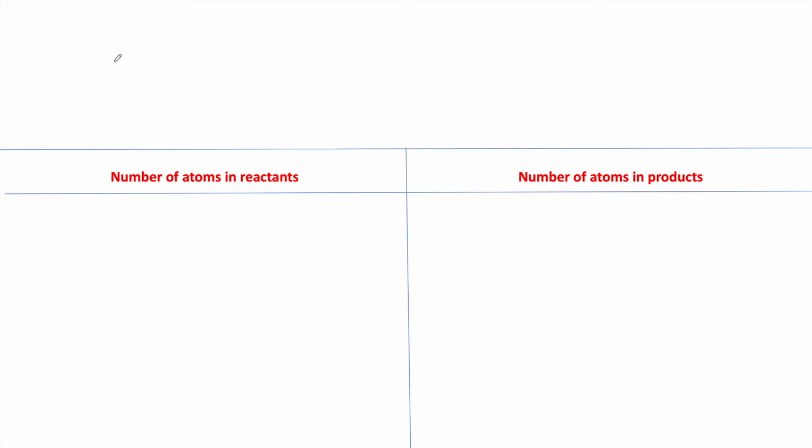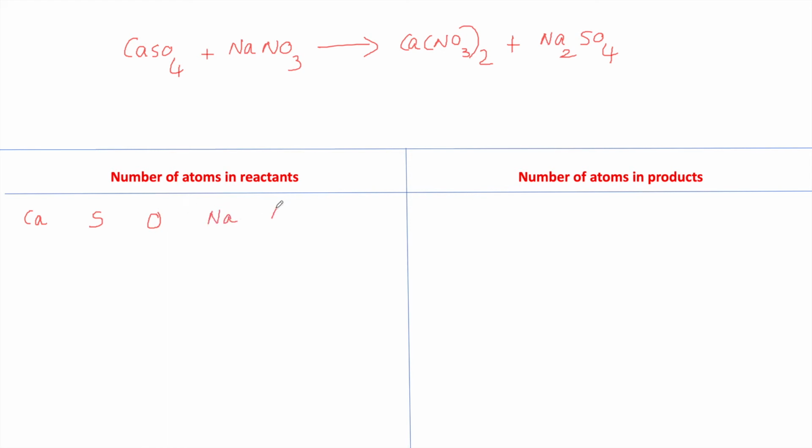And the other example we can write. Calcium sulfate, CaSO4, plus NaNO3 gives Ca(NO3)2 plus Na2SO4. This is our equation. So we will write the atoms here: calcium, sulfur, oxygen, Na sodium, N nitrogen. Okay. Here also the same order I will write.